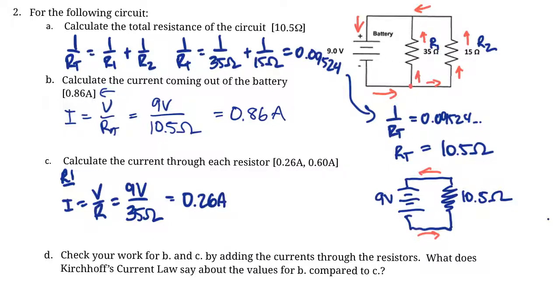Now let's think about it. Does it make sense? Well, it does. It's a smaller number than this one, right? And that makes sense because some of the current is going to go this way and some of the current is going to go this way. So that number looks like it's going to be okay. Let's check resistor 2.